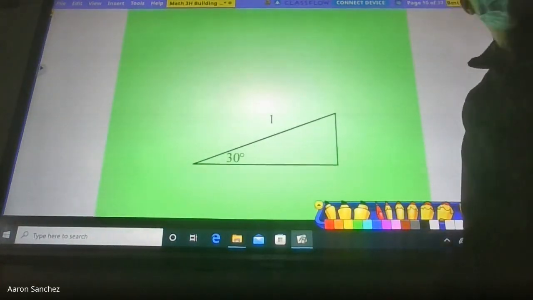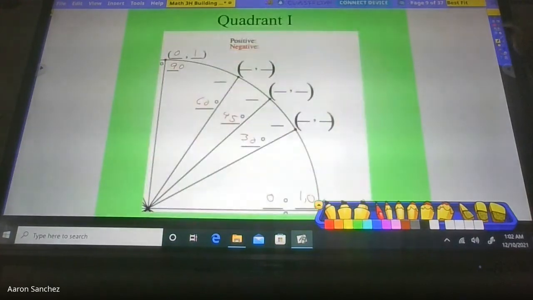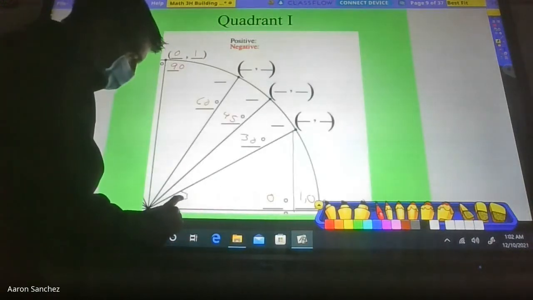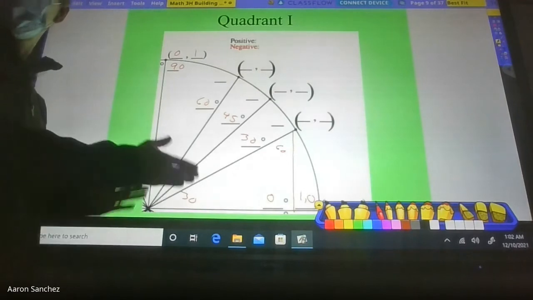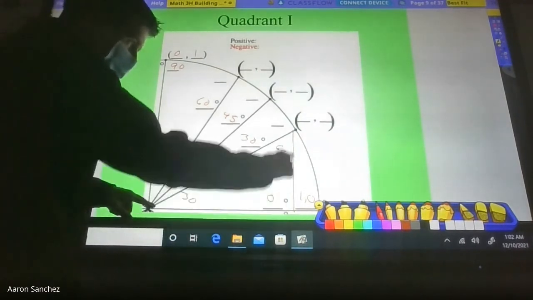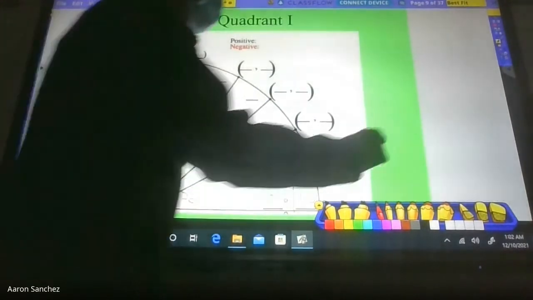Let's look at our 30, 60, 90 triangle. That's going to be this right here. Let's do this one. This is 30. We're going to look at this triangle right here. This is a 30, 60, 90 triangle. You guys see the triangle there? Now, the coordinates will be this and that, right? See that? My X and my Y.